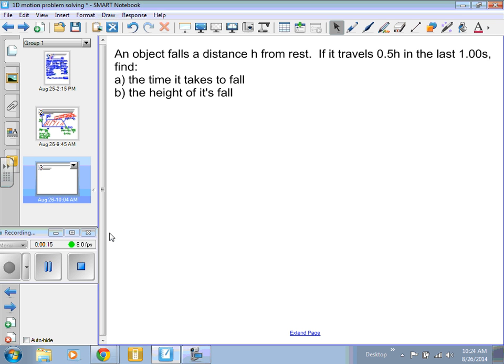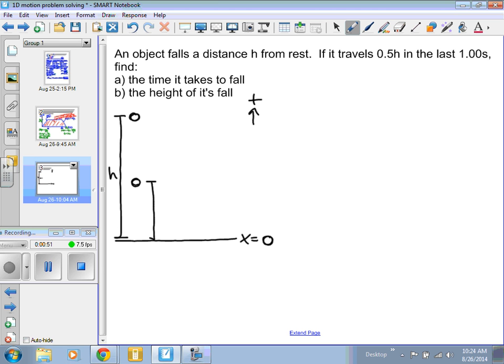Let's say that we have a ground here, and the object starts up here. So I'm going to say that up is positive, and this is my initial position, my origin, which is x equals 0. We also know that there is a height here of h, which is given to us. And we're given some information about h over 2, when the object is halfway down.